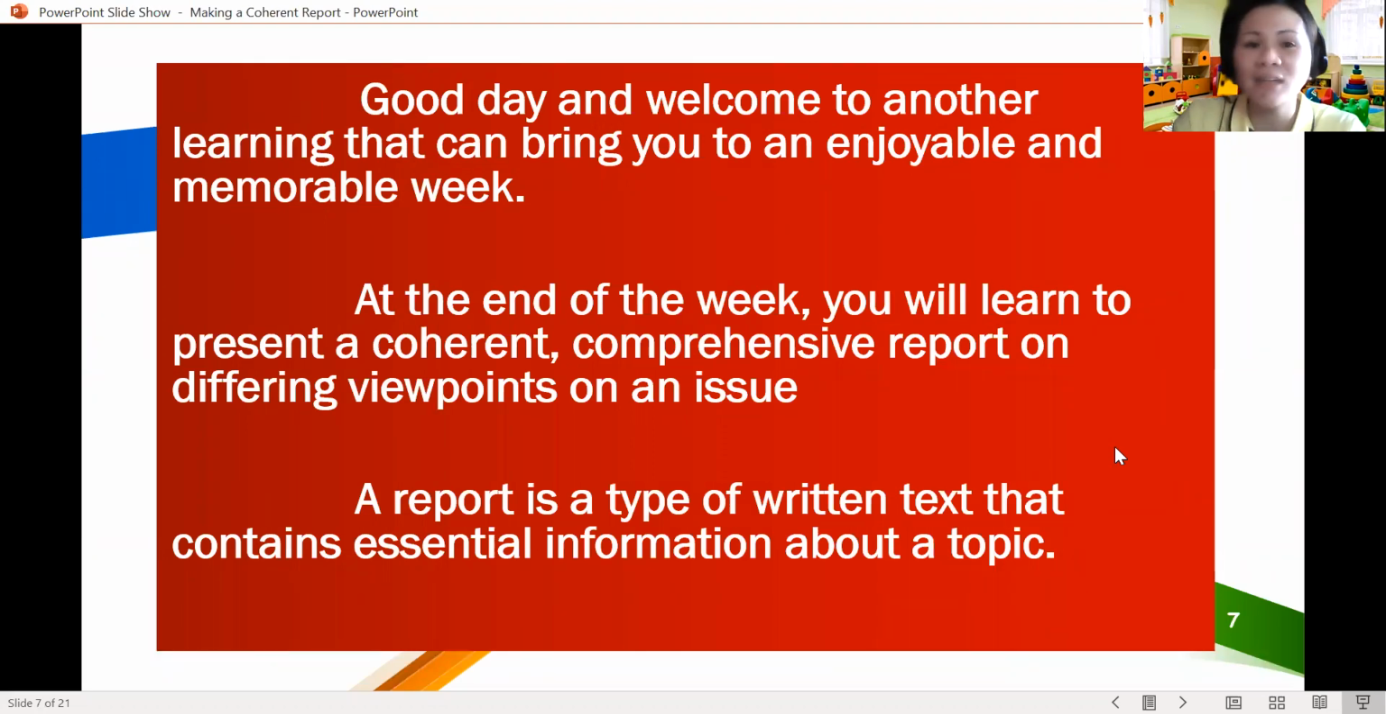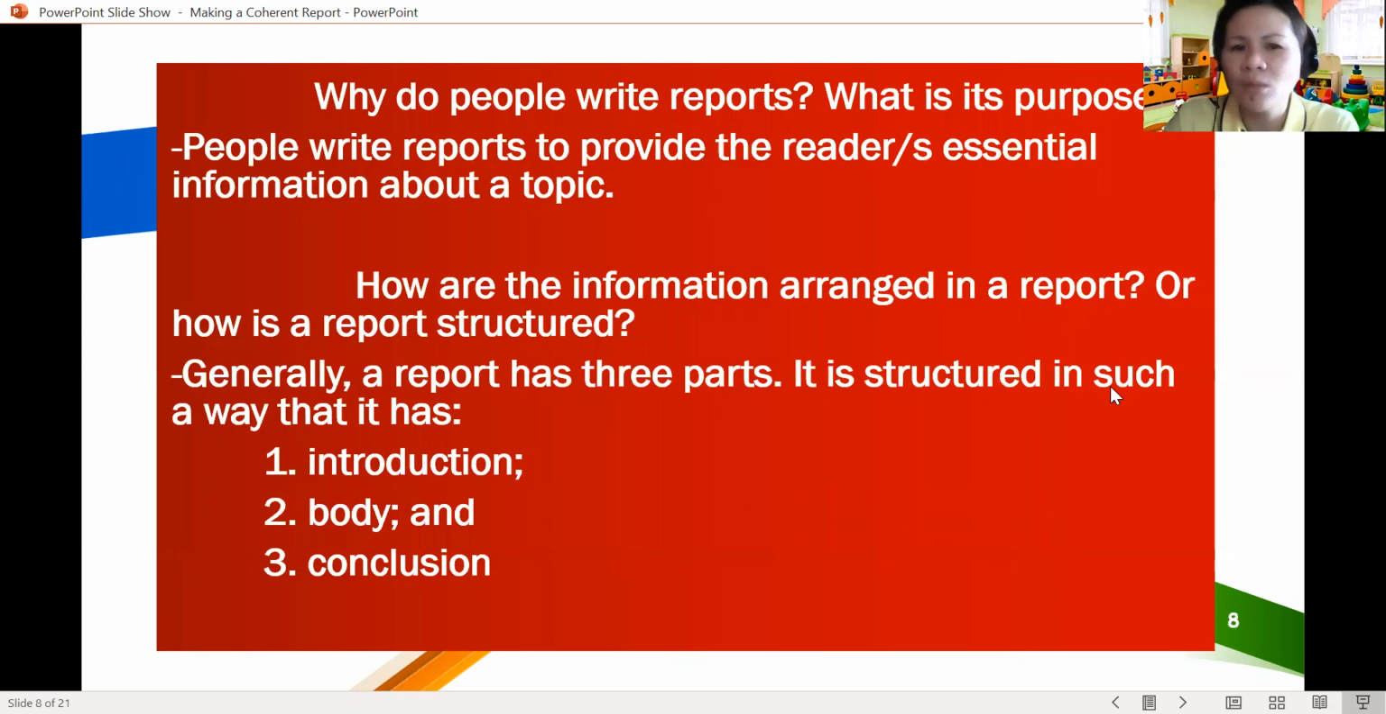As I said a while ago, we will be learning another kind of topic that can bring you to an enjoyable and memorable week. At the end of the week, you will learn to present a coherent, comprehensive report on differing viewpoints on an issue. But what is a report? We learned that last time. A report is a type of written text that contains essential information about a certain topic. Why do people write reports? What is the purpose? People write reports to provide the readers essential information about the topic. If you are giving a report, you are discussing one topic only, and then you are going to give the details and also your viewpoints about the topic.